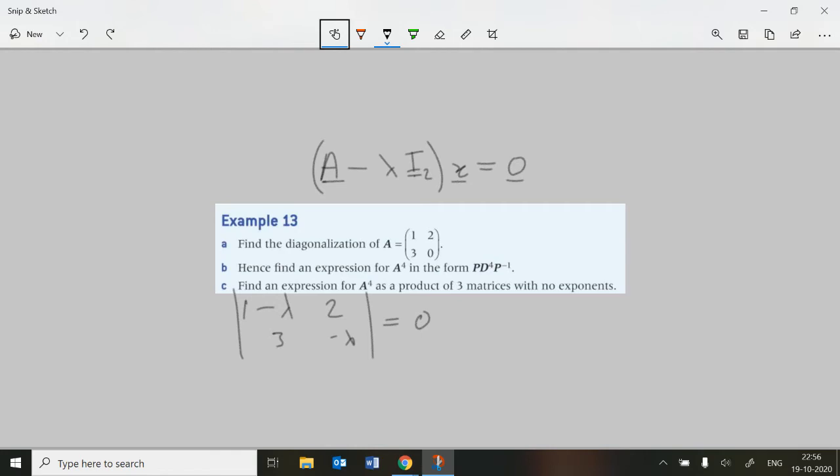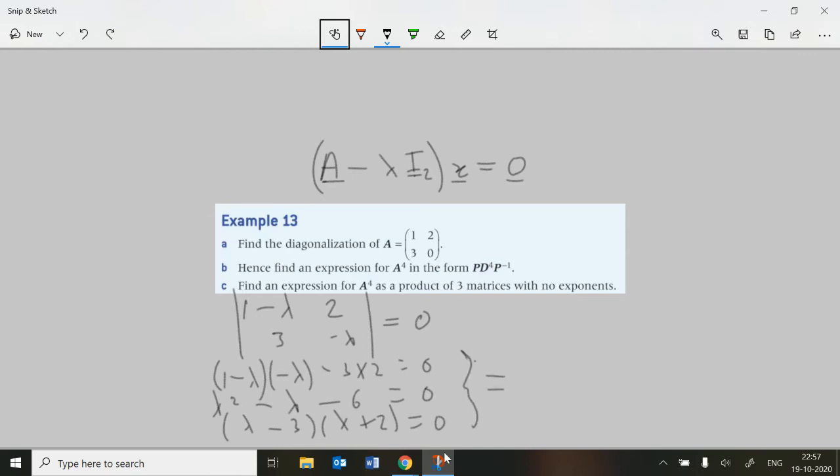So in order to do that, we're going to do A times D, and then take away 3 times 2 there, and then equal to 0. And so in this case, we've got lambda squared, minus lambda, minus 6 is equal to 0. And so we've got (lambda minus 3) and (lambda plus 2) equal to 0. So that's implying that lambda 1 is equal to 3 and lambda 2 is equal to minus 2.